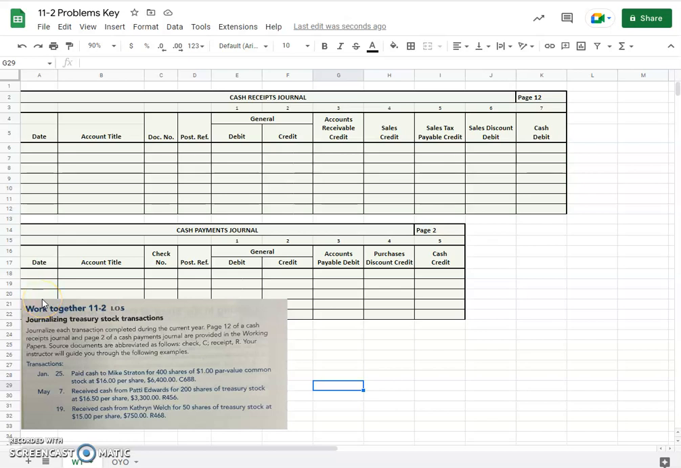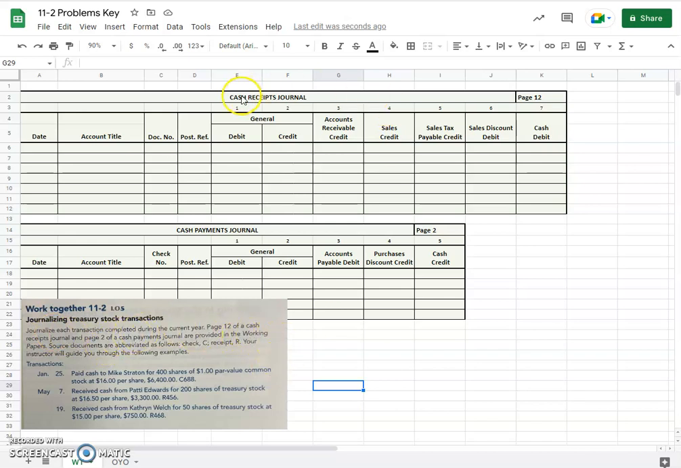In this video, I'll be going through Work Together, problem 11-2 on journalizing treasury stock transactions. This is from page 329 in your Century 21 Accounting Textbook, edition 11, by Gilbertson and Lehman. Also, this is the Advanced Accounting and not the General Journal. All right. Journalize each transaction completed during the current year.